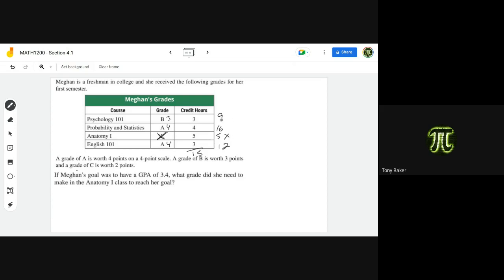So I've got 9 plus 16 plus 12 is 28, 37. So, yes. How did you get 5 on C? Because I thought C was 2. No. C doesn't exist. We don't know that grade.